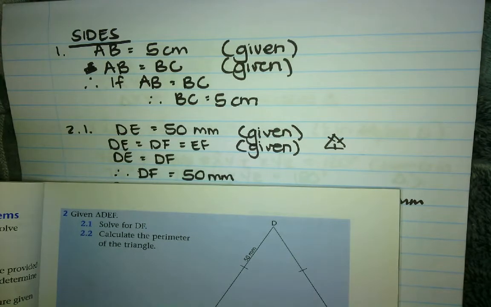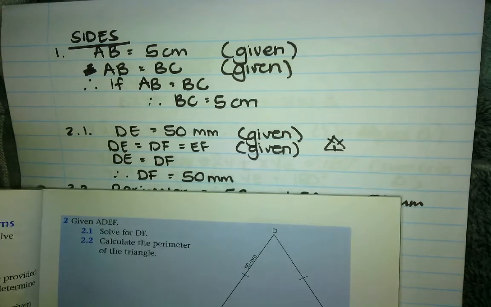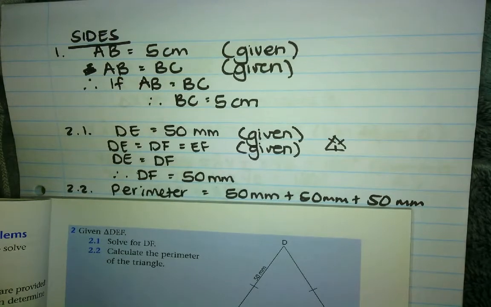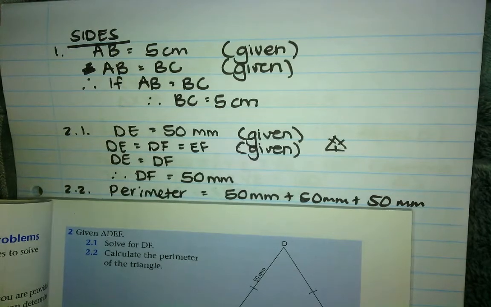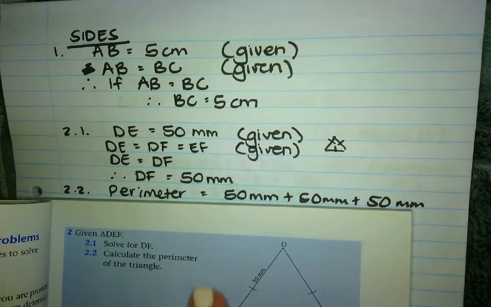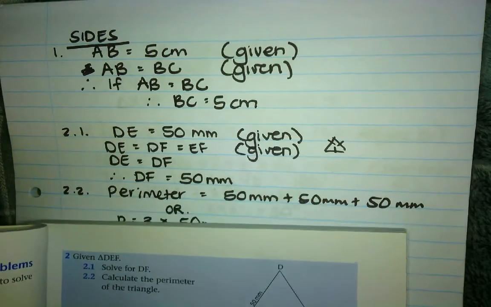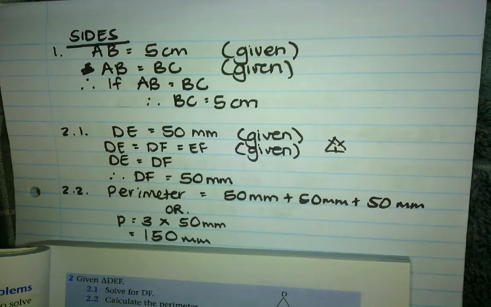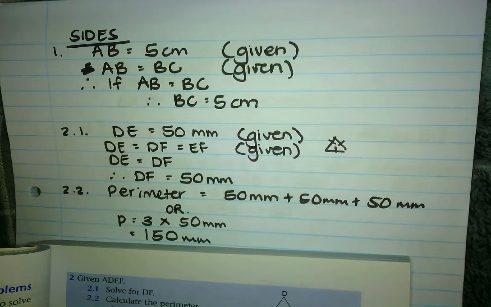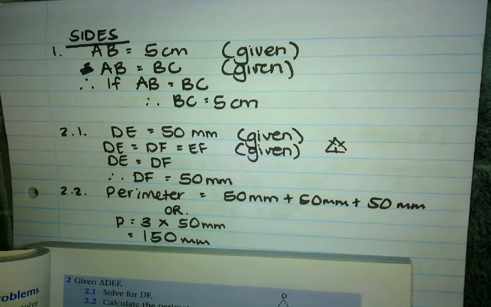Then the second one says calculate the perimeter of the triangle. If all 3 sides are exactly the same, there are 2 ways you can do it. You can add the 50 millimeters all over, so 50, 50, 50. Or, because it's an equilateral triangle, they all have the same sides. There are 3 sides and they're all the same, so we could also do this. It will give us the same answer: 3 times the same measurement, which is 50, and you get 150 millimeters. That would be your perimeter around the whole triangle. So either way, you'll get the same answer.